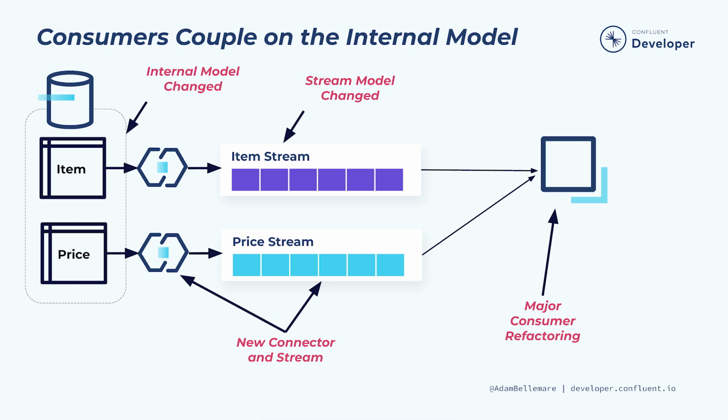Unfortunately, this has a significant impact downstream. We'd need to create a new connector and a new stream. Consumers coupled on the item stream model must refactor their code to deal with the changes, including deciding if they need to incorporate the new price stream. A simple upstream refactoring can result in a lot of work for downstream consumers, and it all stems from a tight coupling on the internal upstream model.